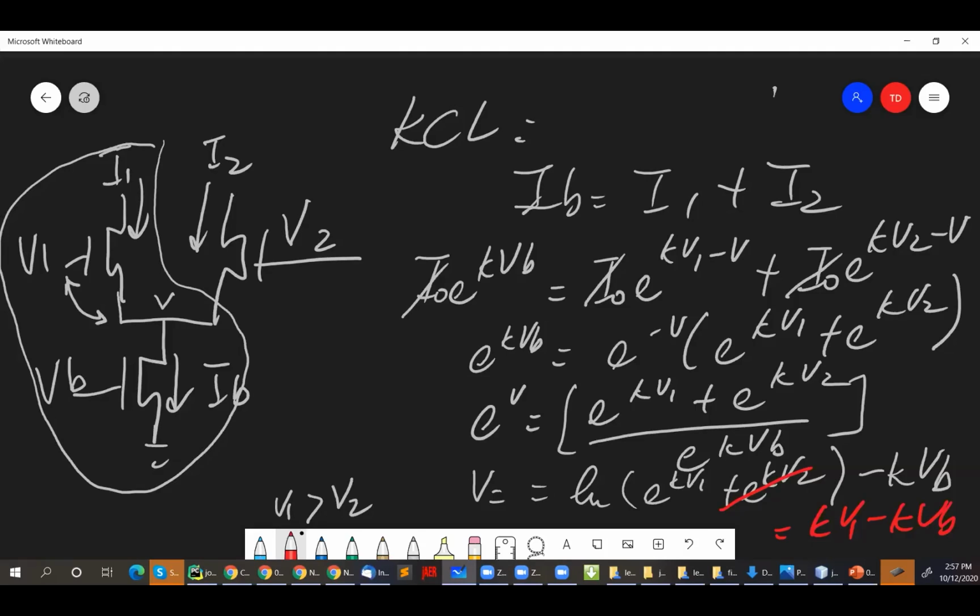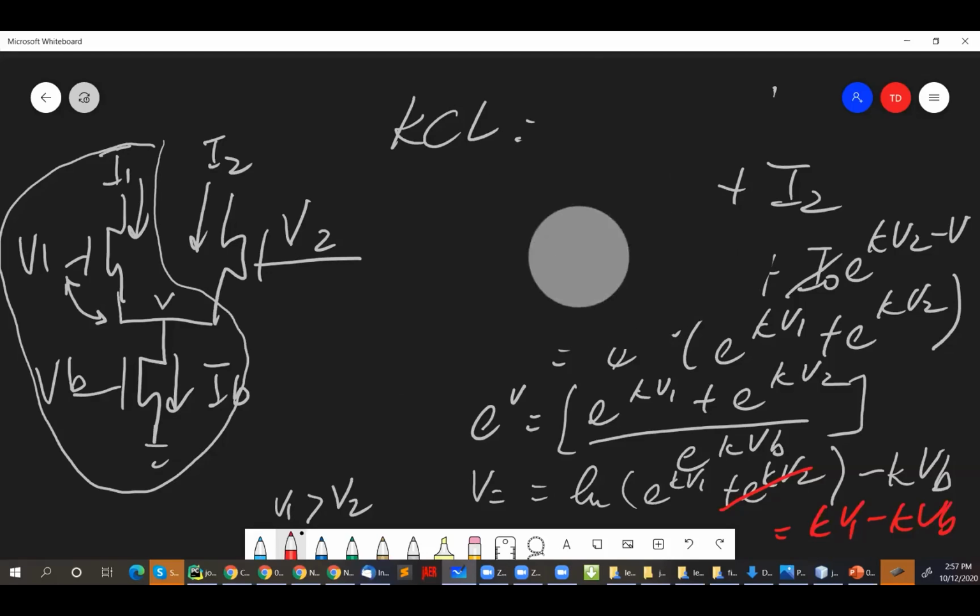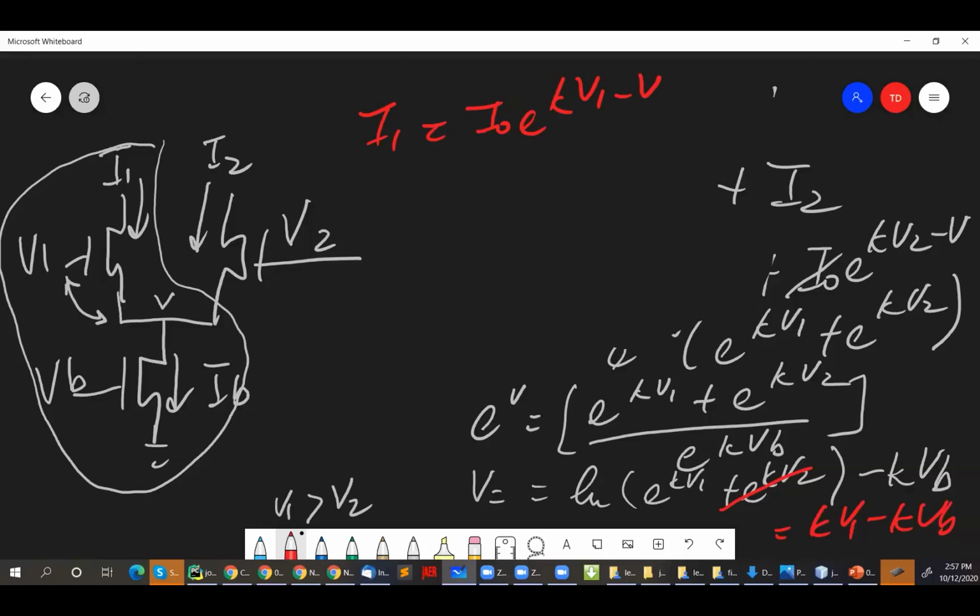All right, so now we're going to keep some of the stuff here. We're going to write out what V1 is. So we're going to compute I1 now. So I1 is I naught E kappa V1 minus V. Okay, remember everything has a UT below, but I'm not writing that because it looks messy. Okay, so then you can solve the equation, you can put back V.